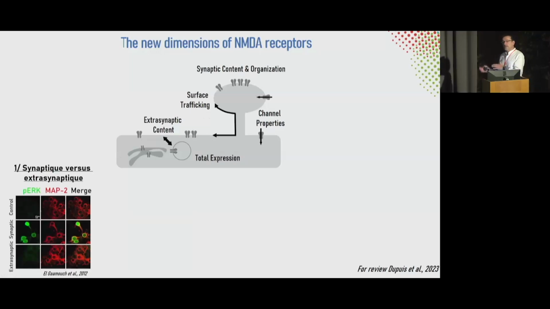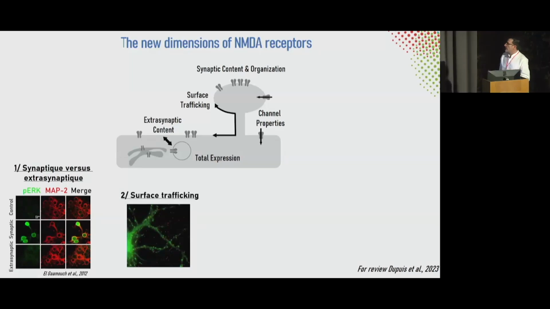Analyzing the signaling pathways that are activated by the synaptic or extrasynaptic receptor, we showed that the synaptic receptor is able to activate some signaling cascade, but if you activate by the same amount of extracellular content, you will not activate this signaling cascade, meaning that the localization of the receptor is really key for the signaling information in the neuron. So not only the global NMDA receptor is important, but the localization of the receptor is important.